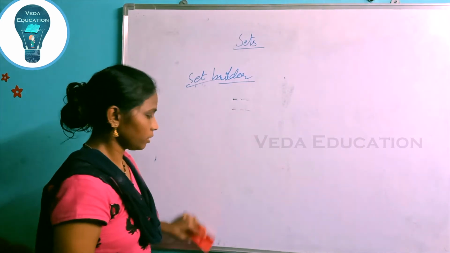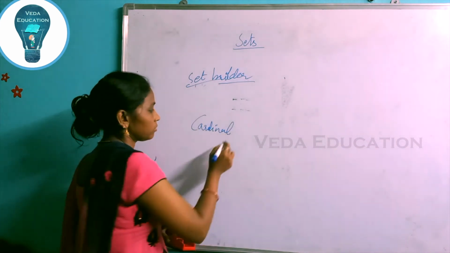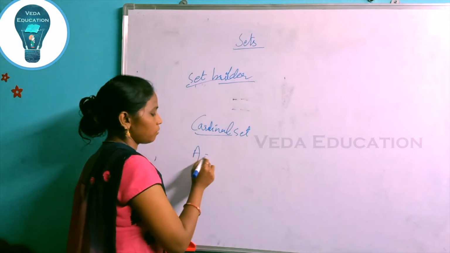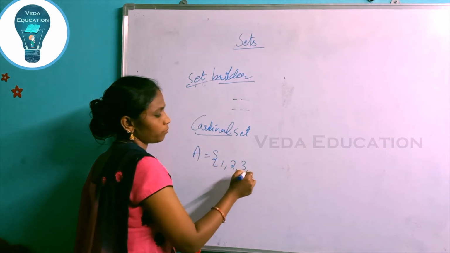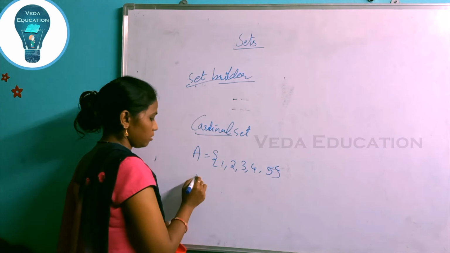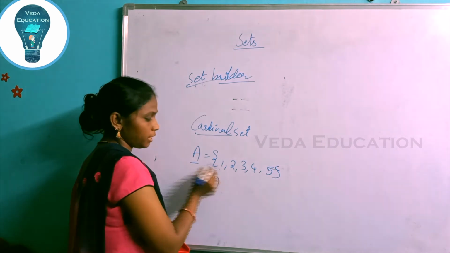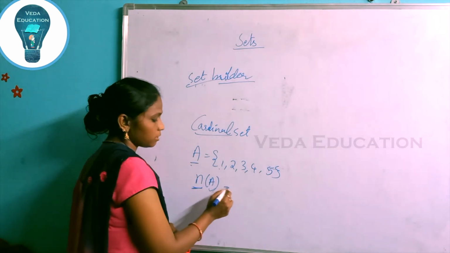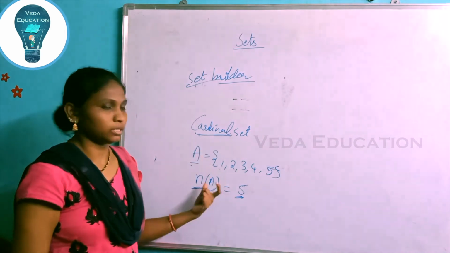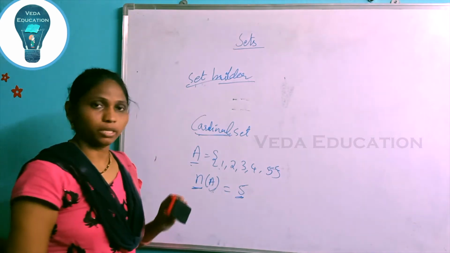Next, cardinal number of sets. Cardinal number means how many elements are present in a given set. First, suppose A equals a set with some elements. How many elements are there? n of A. We denote it with n, the number of elements in a set. Set name is A and the number of elements in the set is 5. So this we call the cardinal number of a set. The number of elements in the set we are discussing is called the cardinal number of the set. Got it? n of A equals 5. Got it?